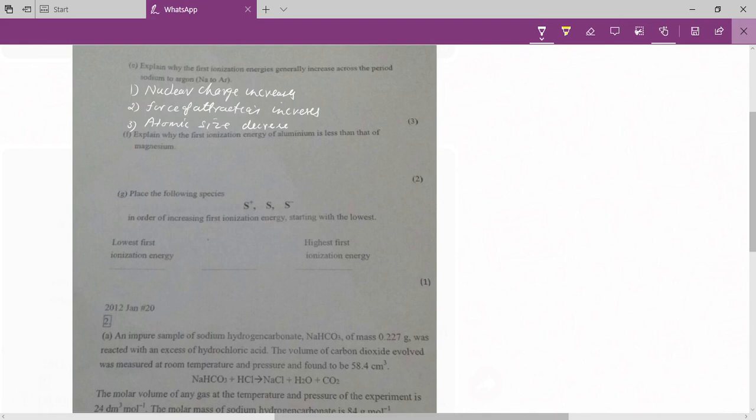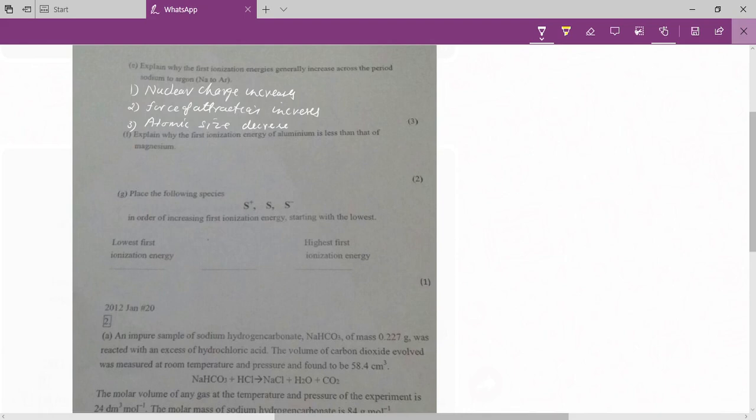Yes, I think at the last you can take that. Okay, yeah, no problem. Wait, that is given. Okay, it is asking to explain why the first ionization energy of aluminium is less than that of magnesium.